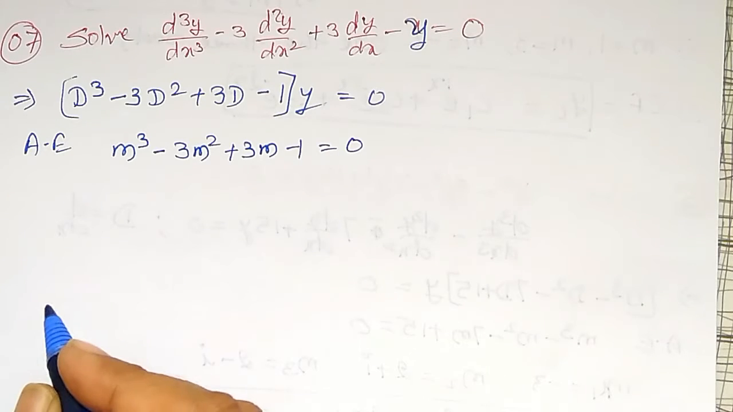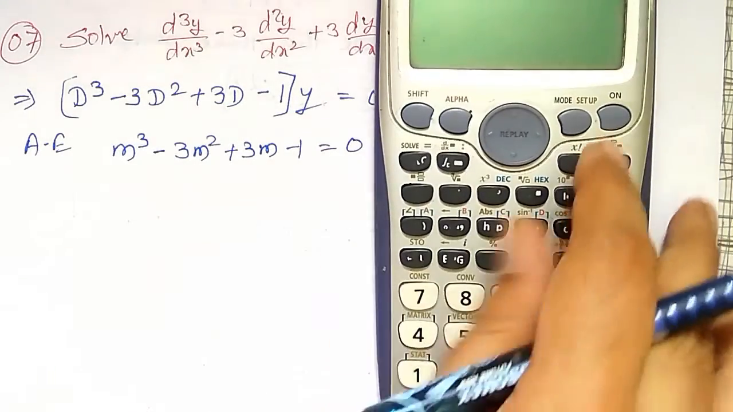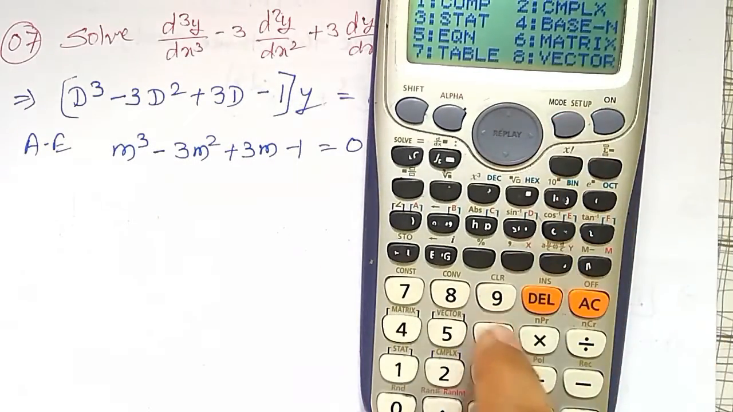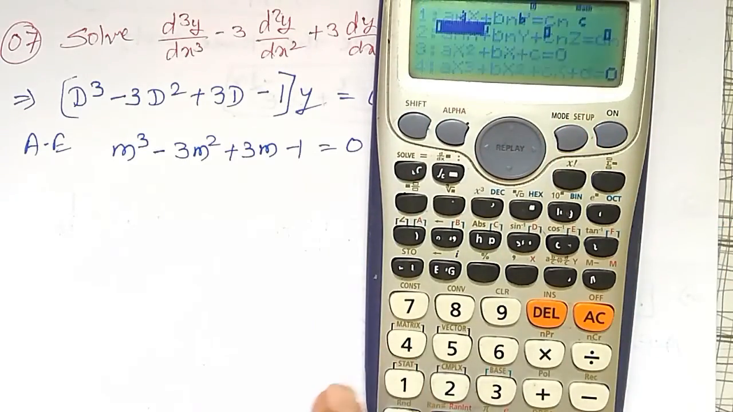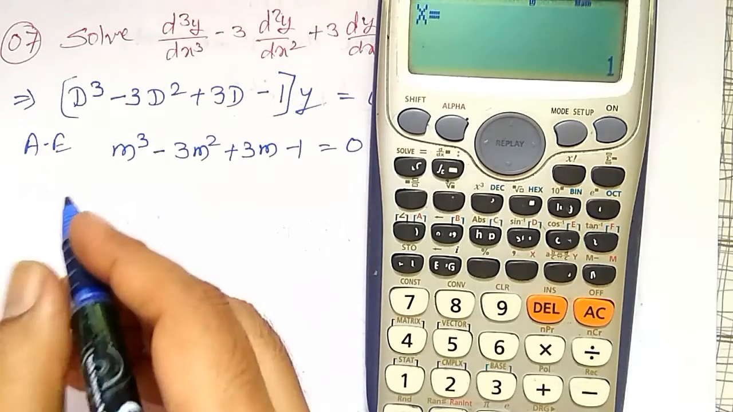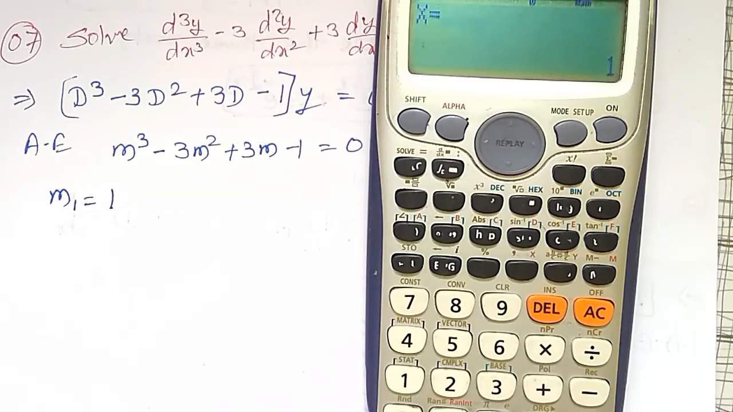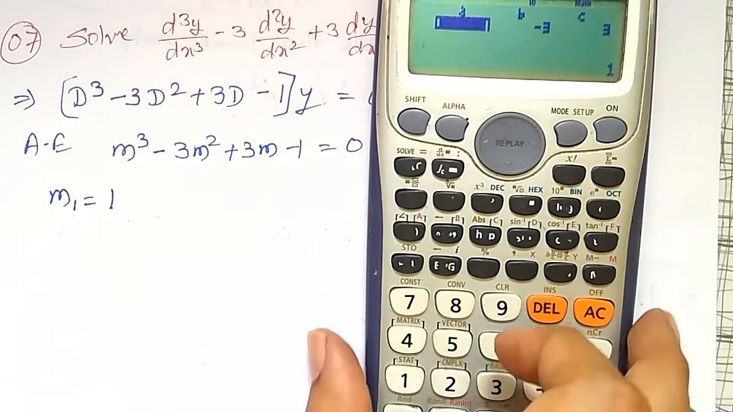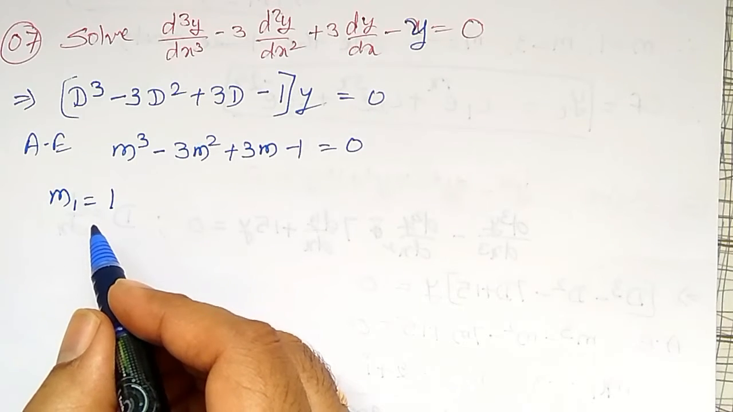Now to find the roots of this, I can use the calculator. In the calculator, go to equation mode, option number 5, that is the fourth option, cubic equation. There substitute the coefficients 1, minus 3, 3, minus 1, and one root I am getting as m1 equal to 1. Next, press equal to again. It is showing only one root here, but as it is a cubic equation you should get 3 roots.